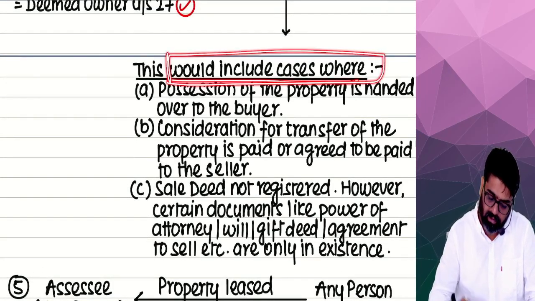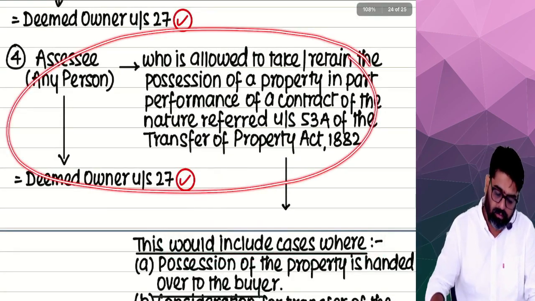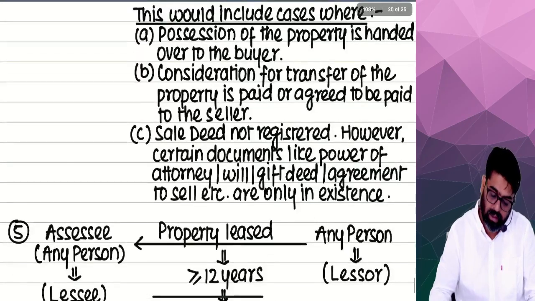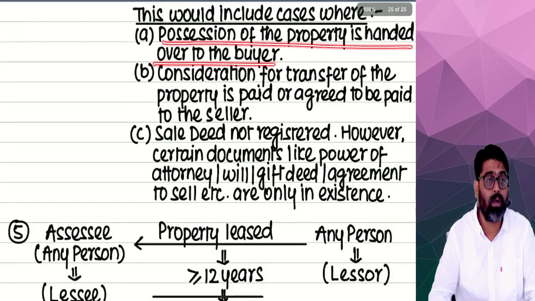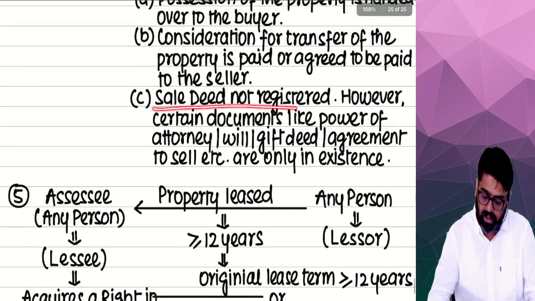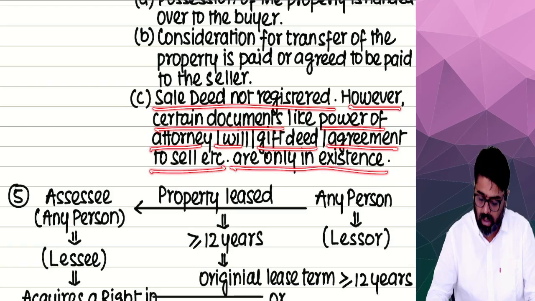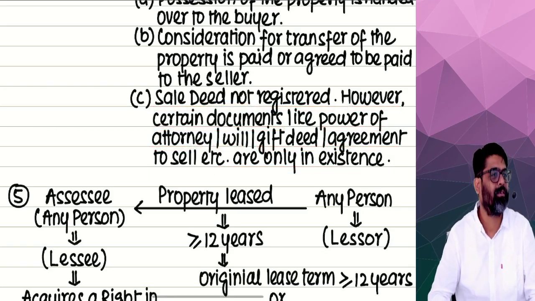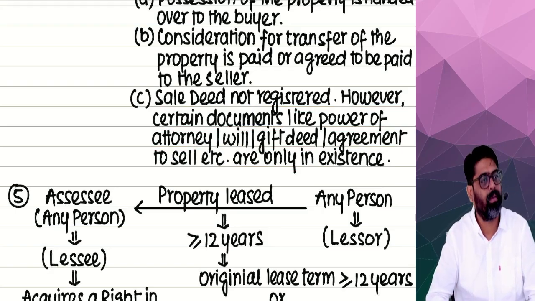So few example of this type of transfer. Yes or no? See, possession of the property is handed over to the buyer. Consideration for the transfer of the property is paid or agreed to be paid to the seller. And sale deed is not registered. However, certain documents like power of attorney, will, gift deed, agreement to sell, etc. are only in existence. No legal registration papers. Got it? Do you remember?